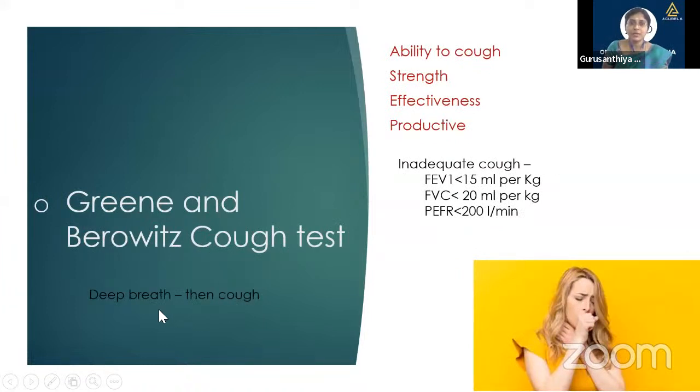Then Greene and Berowitz cough test. You ask the patient to take a deep breath and then cough. In the event of COVID, I don't think any one of us is going to do it, but it is there in the literature.